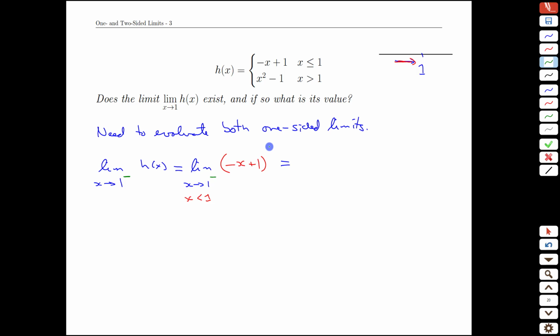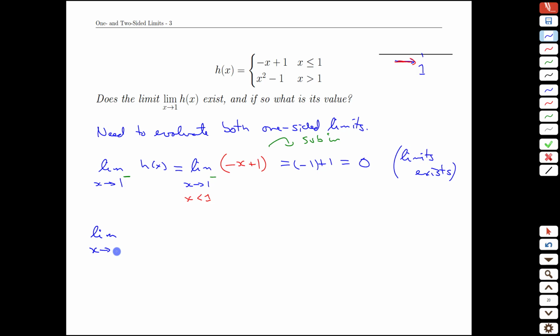That lets us simply sub in, because this function is continuous, and we're approaching 1, we just have to sub in 1. We get negative 1 plus 1, which is 0. And that's a nice finite number. So just as a parenthetical, that limit exists and is fine.